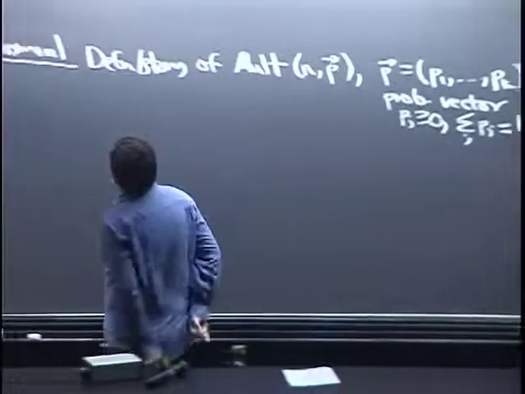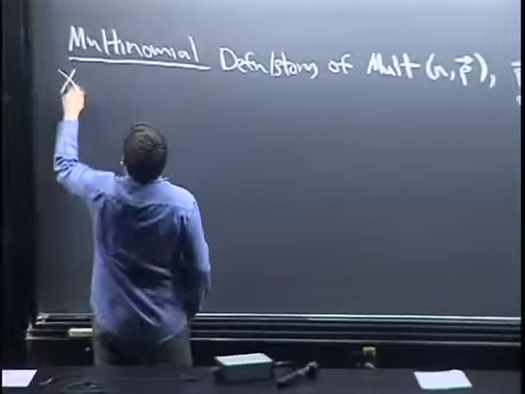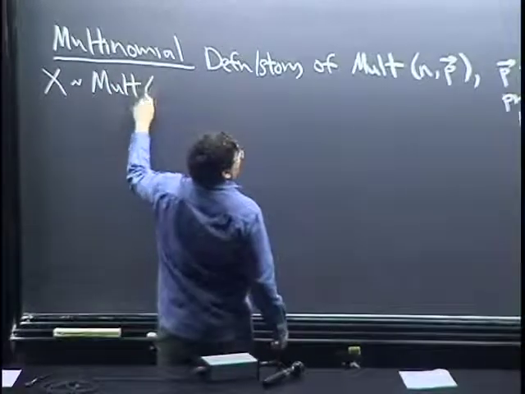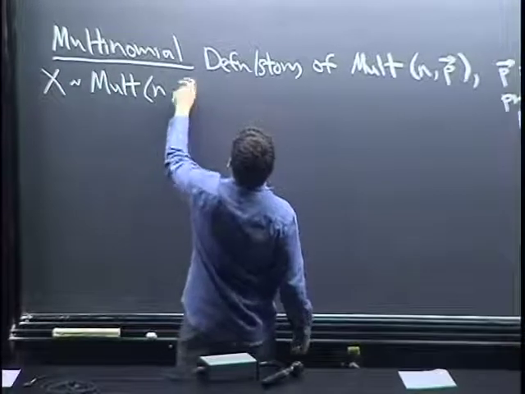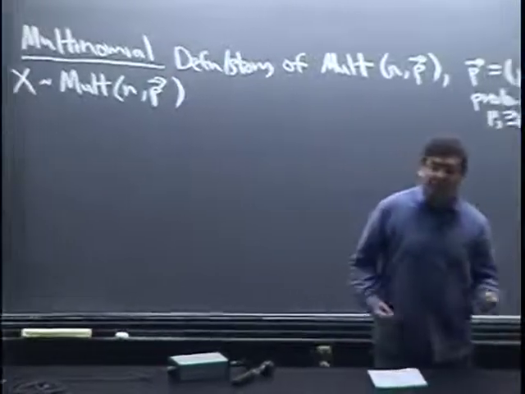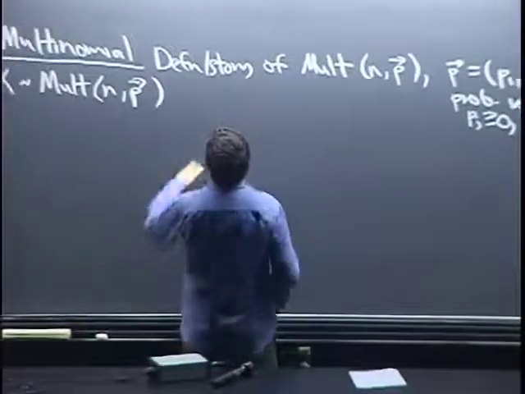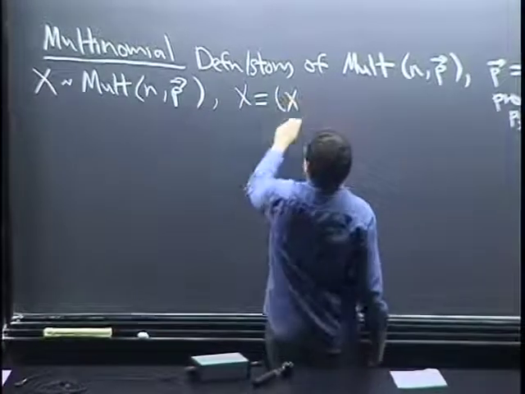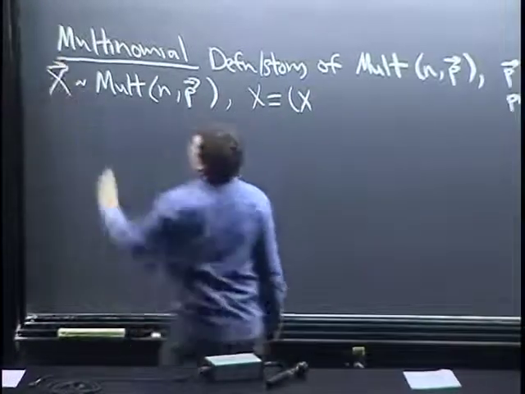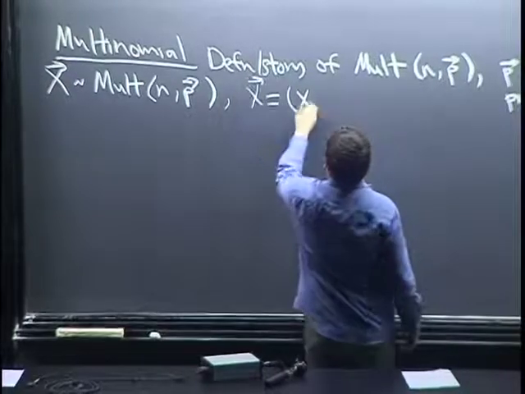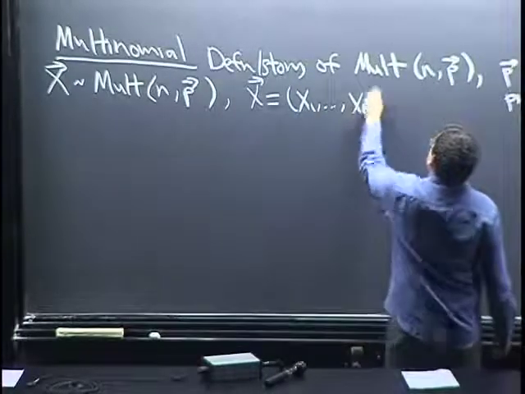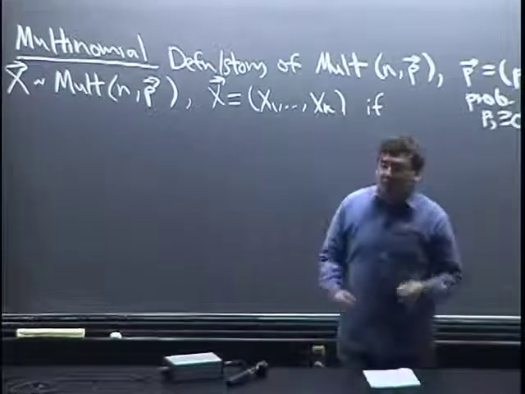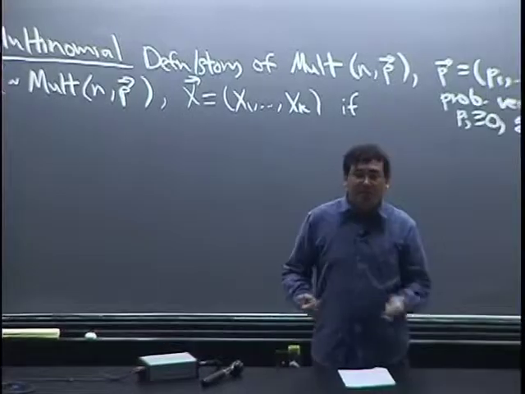So we say that X is Multinomial(n, p). We think of that as saying that, in this case, X is also a vector. This is a multivariate distribution. So X equals (X1, ..., Xk). If we can think of X, so like in the binomial, we have n independent trials.